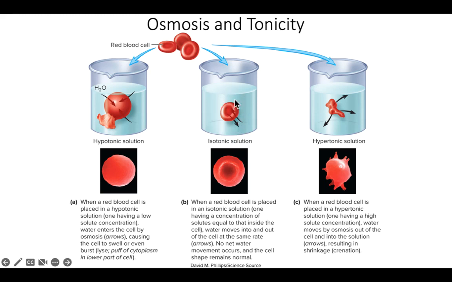All right, red blood cells look like this. They have these little concave surfaces on each side. That's what you want your red blood cell to look like. Okay? Now, so that one's easy, as long as you remember iso means same.